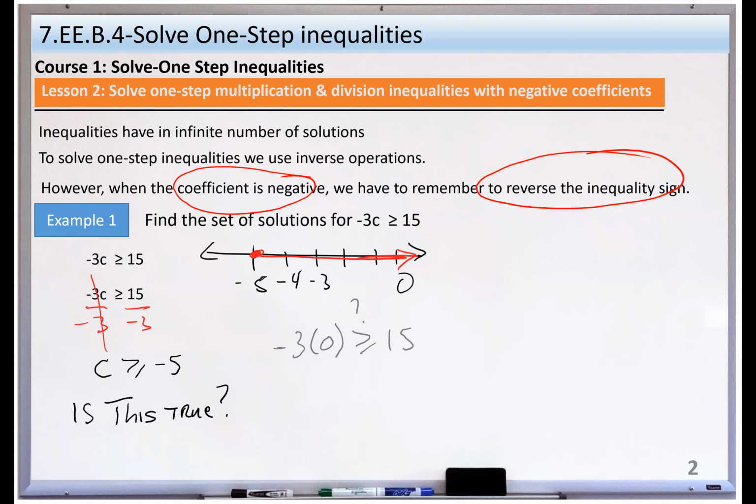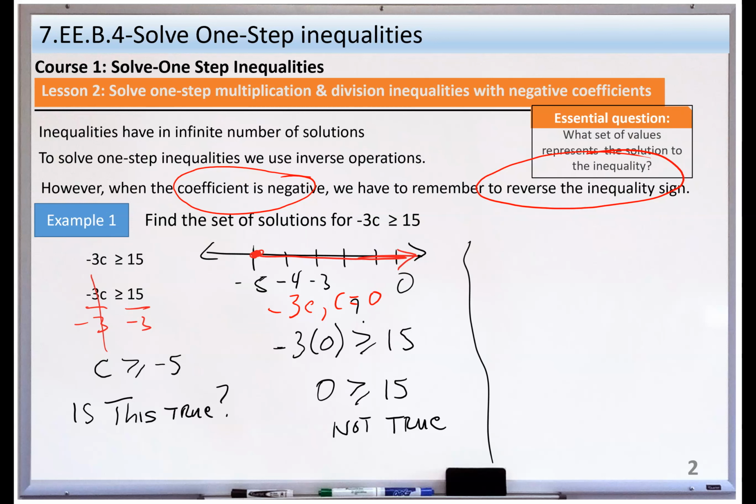Well, if I check that, I pick a number like 0. 0 is greater than negative 5. I evaluate negative 3 times c, where c is equal to 0. If I evaluate the inequality, it's not true. 0 is not greater than 15. So something's wrong. This is not the solution.